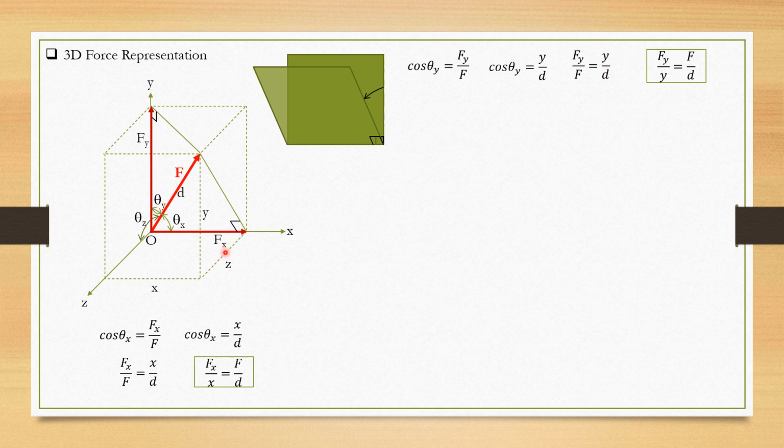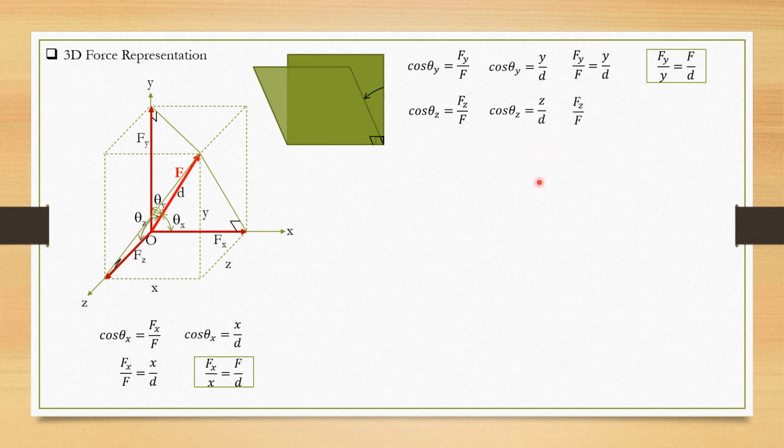Then finally, the line joining the tip of the force to this corner here will again form an angle with the z-axis, an angle of 90 degrees, because this is a vertical line, this diagonal is on the vertical wall, and OZ, or the z-axis, is horizontal. So the angle there is 90 degrees. Or by deductive reasoning, cosine theta z equals Fz over F, and it is also equal to the z distance over d.